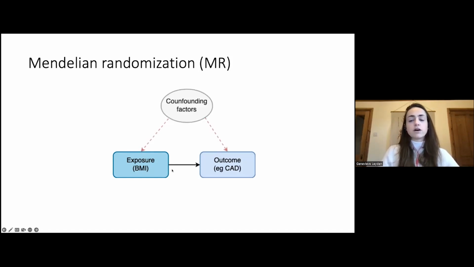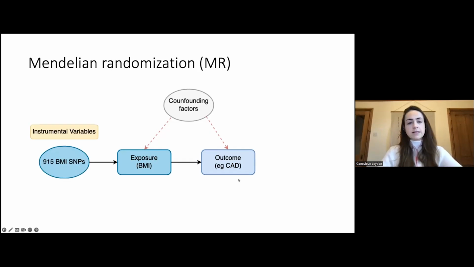However, inferring causality from observational data is a challenge. Multiple factors could be influencing both the exposure and the outcome. And in this scenario, it's not possible to exclude confounding, reverse causation, or other sources of bias. So MR is a causal inference technique where genetic variants are used as instrumental variables, and these are used to proxy the effect of the modifiable exposure.